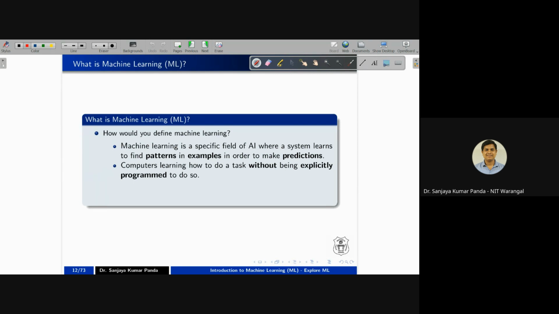So what does machine learning do? A system learns to find patterns in examples in order to make predictions. So three important words we are learning here. One is called pattern. We are not explicitly programming anything. We want to learn the pattern. For example, if x1 is the input, y1 is the output. If x2 is the input, you will get y2 as the output. If x3 is the input, you will get y3 as the output. We are not mapping x1 with y1, or x2 with y2, or x3 with y3, and we are not programming it. Rather, we are finding why we are getting this y1 value for x1. That pattern we want to learn.